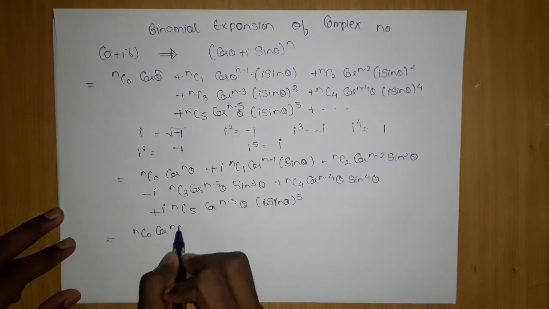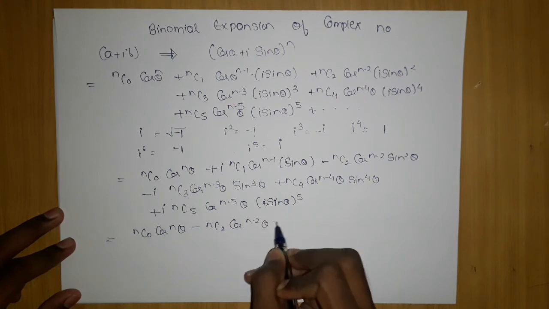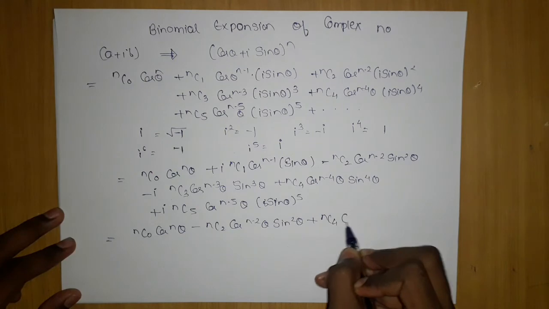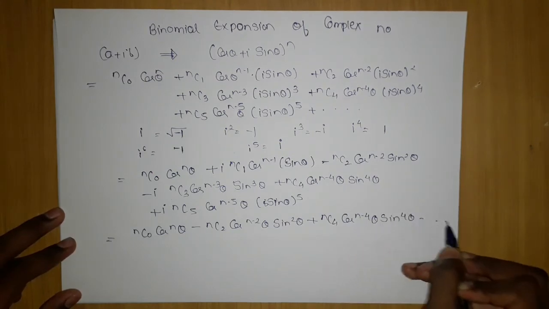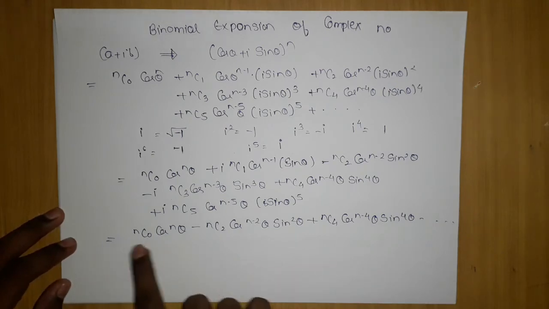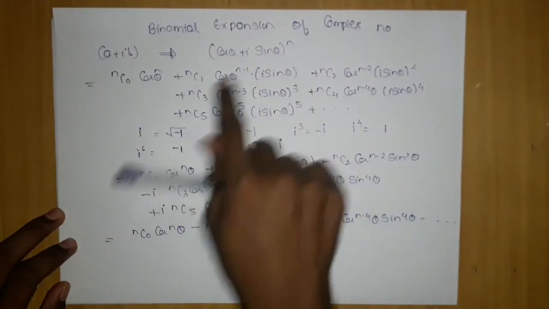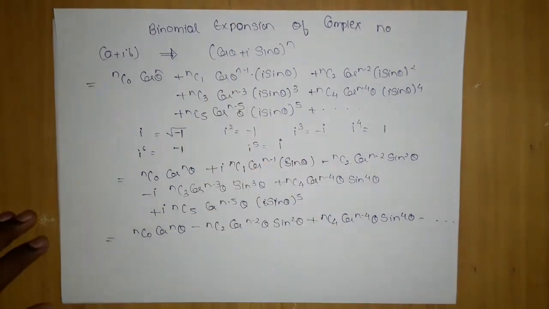If we separate them out, we will get something like nC0 cos^n θ minus nC2 cos^(n-2) θ sin² θ plus nC4 cos^(n-4) θ sin⁴ θ minus, and so on, it will go on. Now you know this is without iota, so it is the real part. And here, when you are doing the expansion of (cos θ + i sin θ)^n, cos θ was your real term.